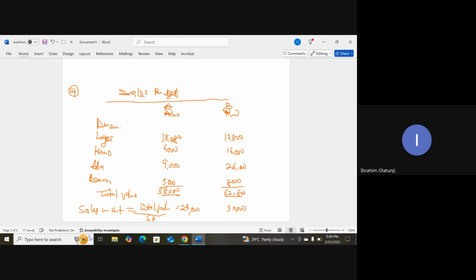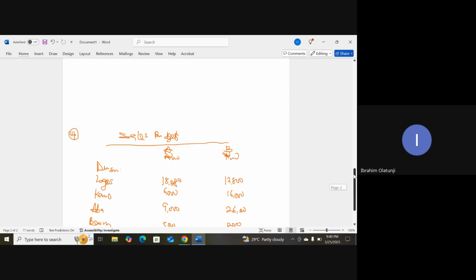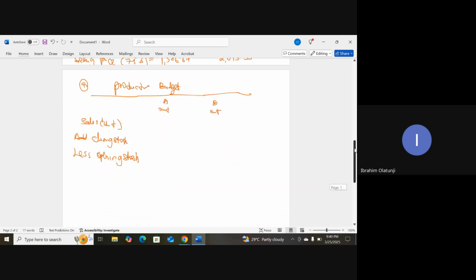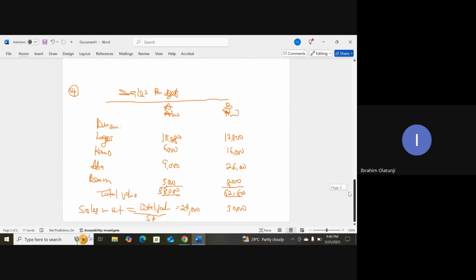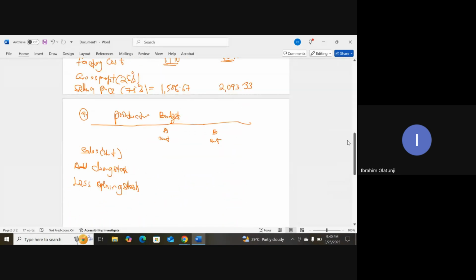Others, are we there? You can unmute and talk. Let's see if we are on the same page. So sales in units now, we can take it here and say 24,000 for A. For B, 30,000.